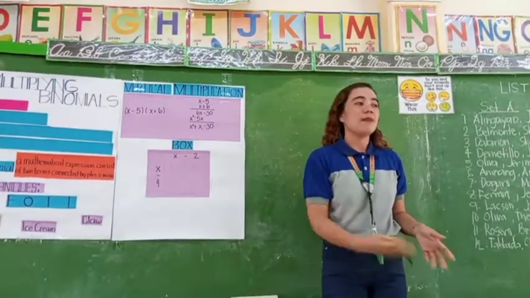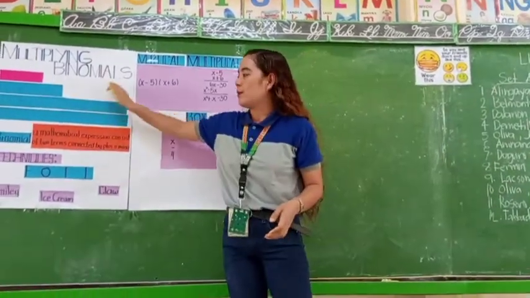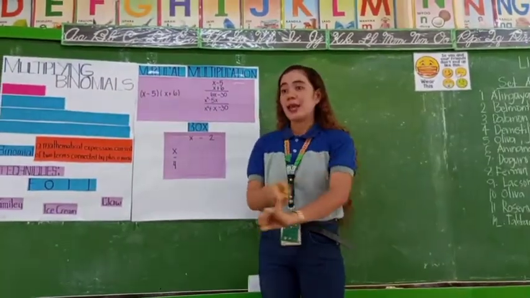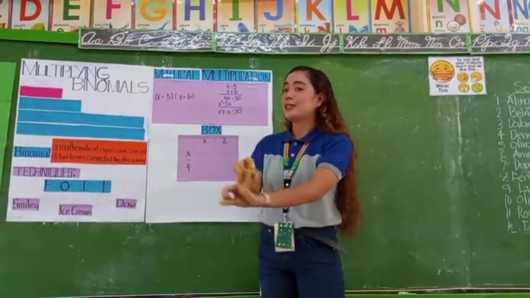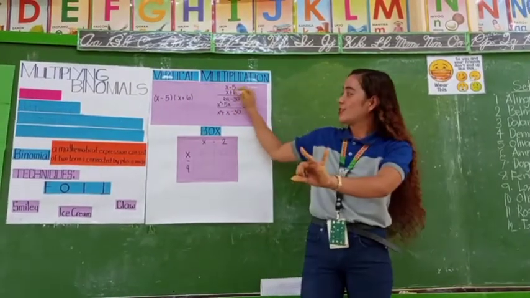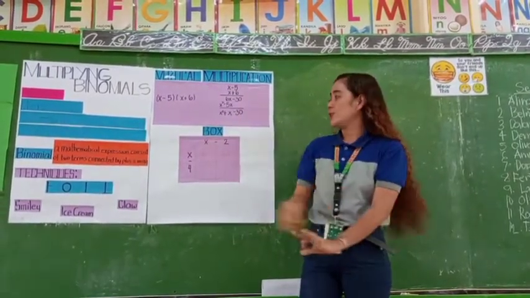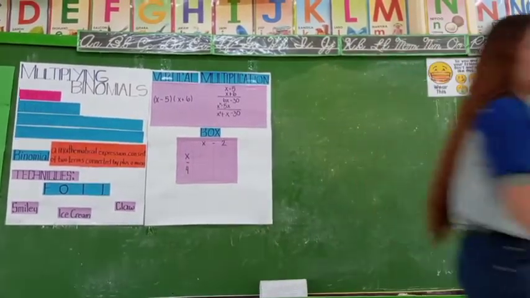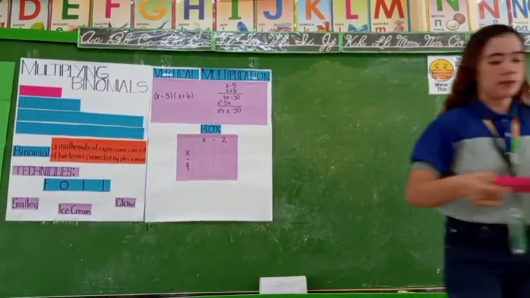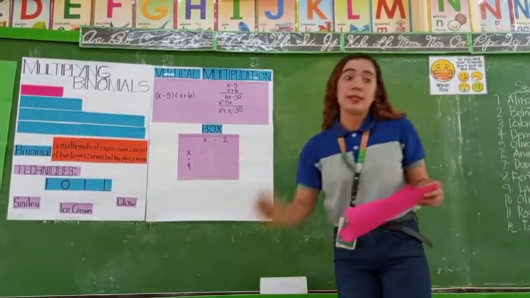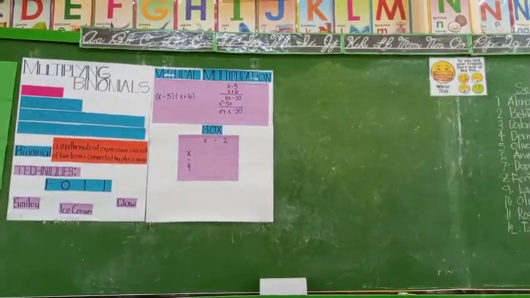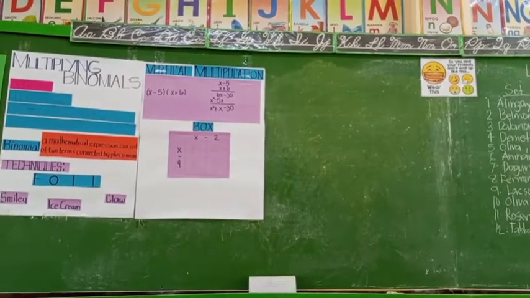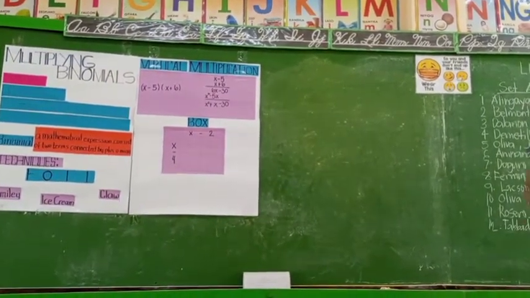That means you now understand the different methods on how to multiply binomials. First, we have the FOIL method. The second, we have the vertical multiplication. And then the third one is using the box method. So here, I'm going to give a group activity. That is your group supposedly, and then you're going to answer this activity.